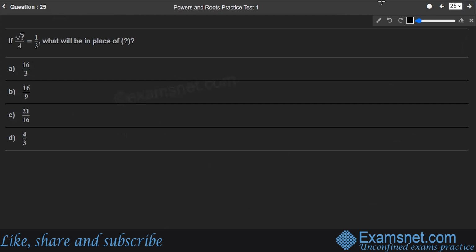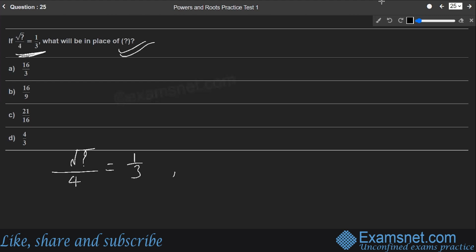Okay, let's have question number 25. Under root of question mark divided by 4 is equal to 1 by 3. What will come in place of the question mark? That is the question itself. So let us quickly write it. Under root of question mark divided by 4 is equal to 1 by 3.